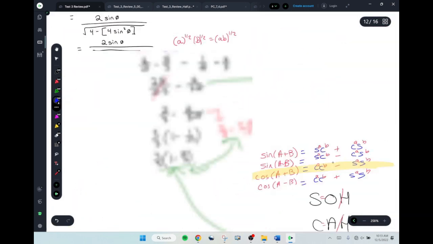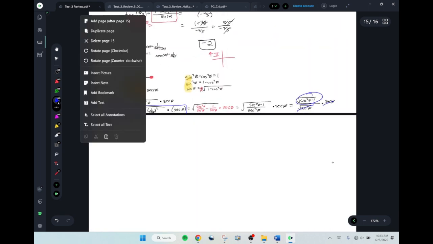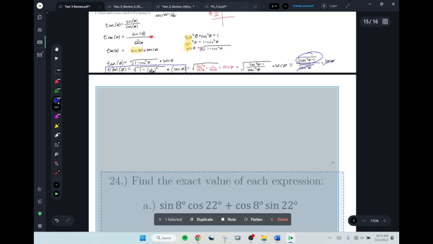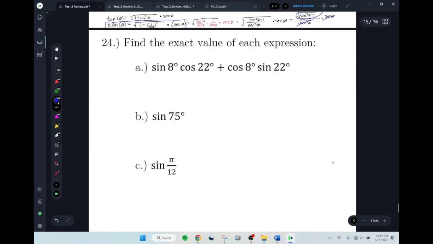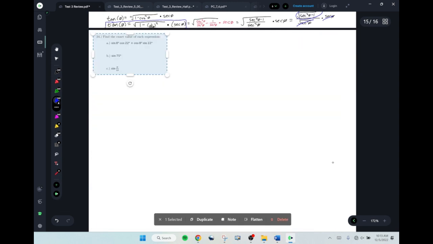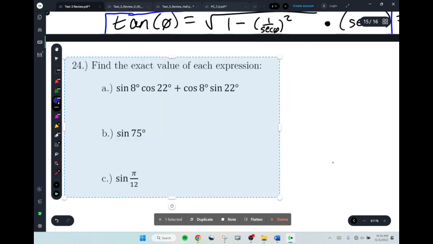So, wait, how do those two secants cancel if that's the square root of secant? What's the square root of secant squared? You tell me. What's the square root of x squared? Don't write, think. The square root of x squared is x. What's the square root of secant squared? Secant. On the bottom or top for that specific problem? It's on the bottom. Boom.